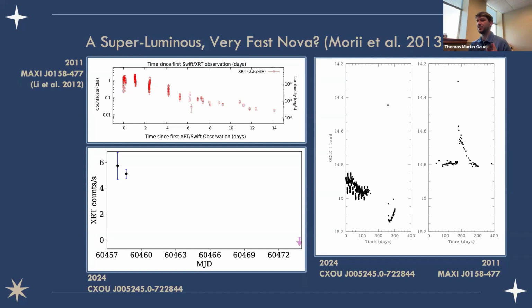And so this is the best interpretation we have of our 2024 event: that we're seeing a second, very super luminous, very fast nova. This would put both our 2024 system and the 2011 system observed by MAXI as two of the fastest novae to decay, as well as two of the most luminous novae ever recorded for white dwarf systems.